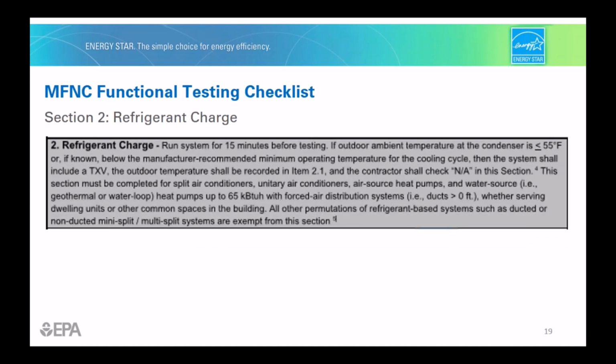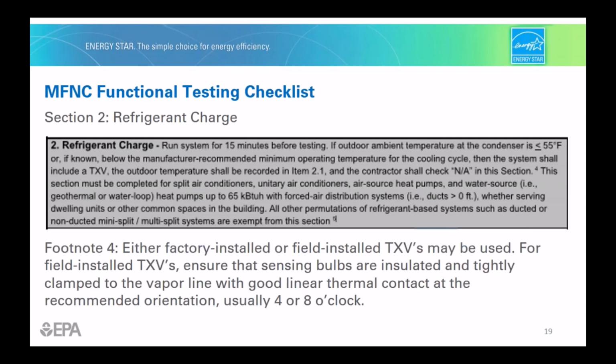The refrigerant charge items in Section 2 must be completed for split air conditioners, unitary air conditioners, air source heat pumps, and geothermal or water loop heat pumps up to 65,000 BTUs per hour of capacity if they have any amount of ductwork, and whether they serve dwelling units or other common spaces in the building. The significant exemption is for ducted mini-split or multi-split systems, which we'll define on the next slide. There is an important cold weather alternative described in footnote 4, which enables projects with TXVs to not complete this section when the outdoor air temperature is too low.